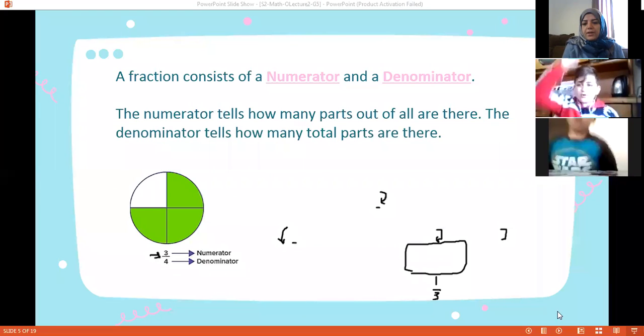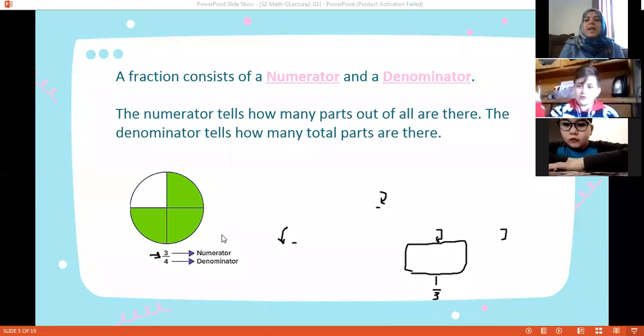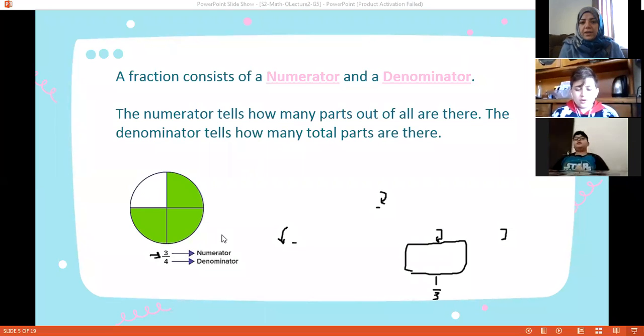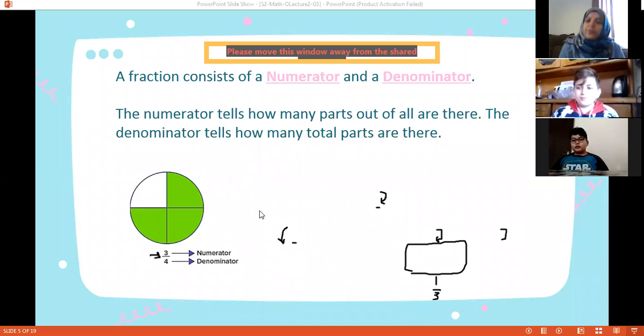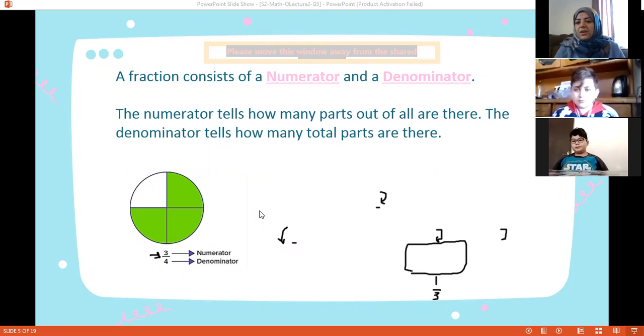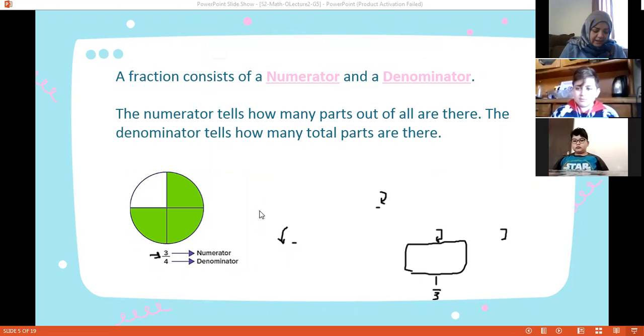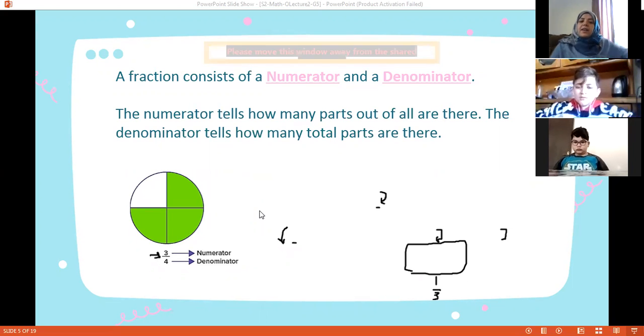Four parts, and 3 parts colored out of 4. Yes, so 3 colored parts out of 4. The 3 is the numerator because it tells how many colored parts there are. And 4 is the denominator because it's the total number of parts. So the numerator tells how many colored parts, and the denominator tells how many total parts there are.